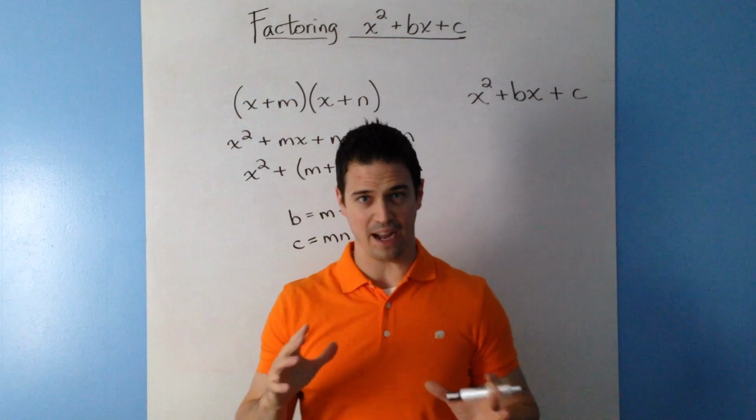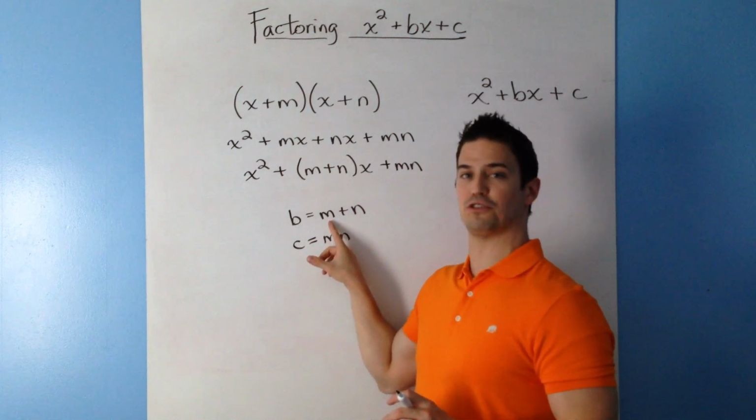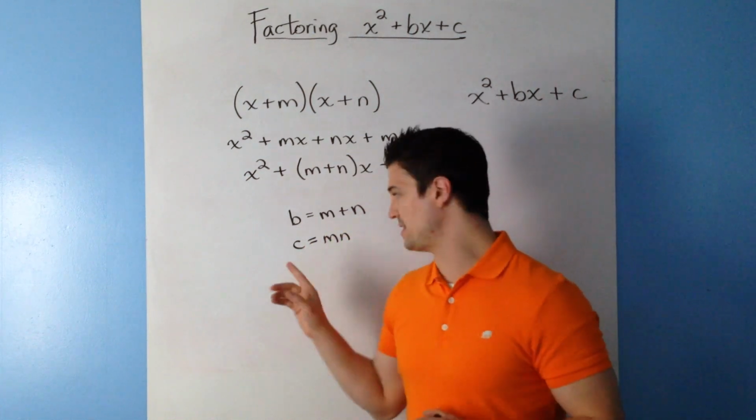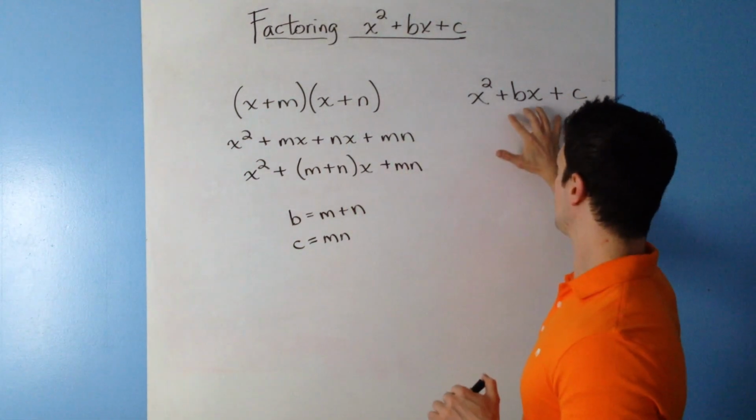What you're basically trying to find here when you're factoring is, you start out with an expression like this. You want the b to be equal to the sum of two numbers that multiply together to get c. Okay, so that's going to be really important when you're factoring an expression that looks like this.